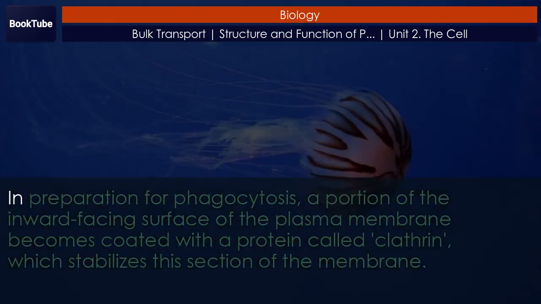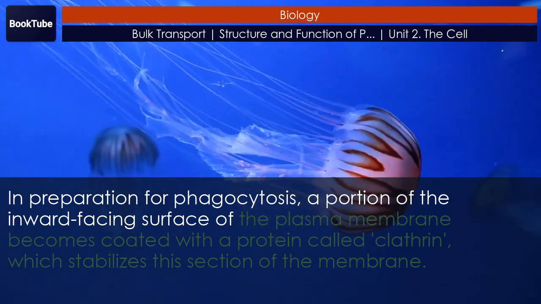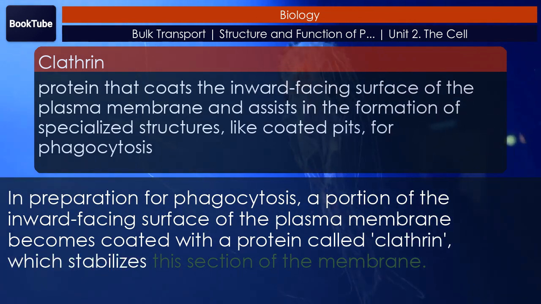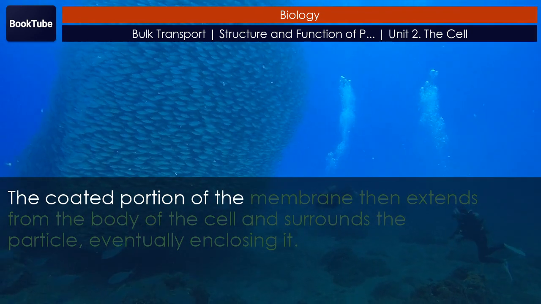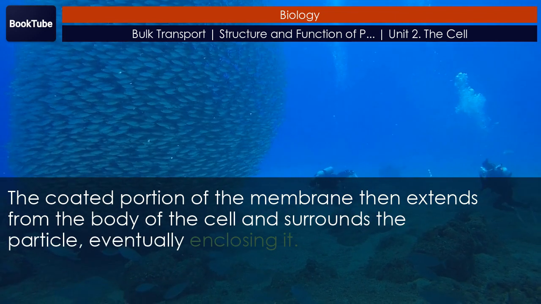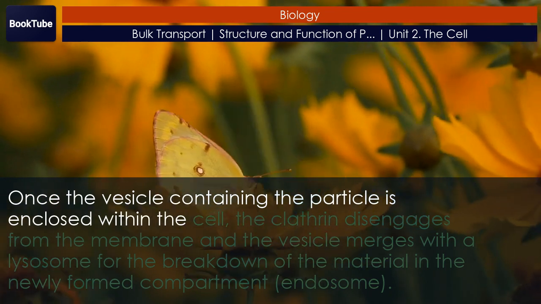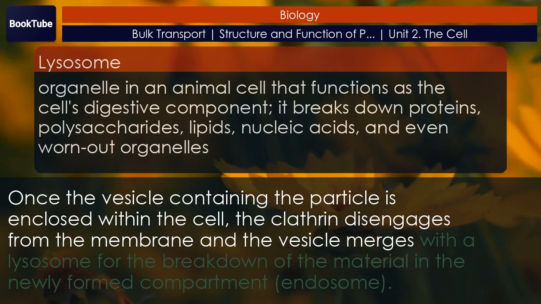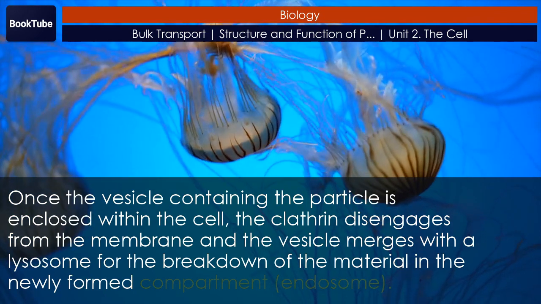Figure 1. In preparation for phagocytosis, a portion of the inward-facing surface of the plasma membrane becomes coated with a protein called clathrin, which stabilizes this section of the membrane. The coated portion of the membrane then extends from the body of the cell and surrounds the particle, eventually enclosing it. Once the vesicle containing the particle is enclosed within the cell, the clathrin disengages from the membrane and the vesicle merges with a lysosome for the breakdown of the material in the newly formed compartment, endosome.